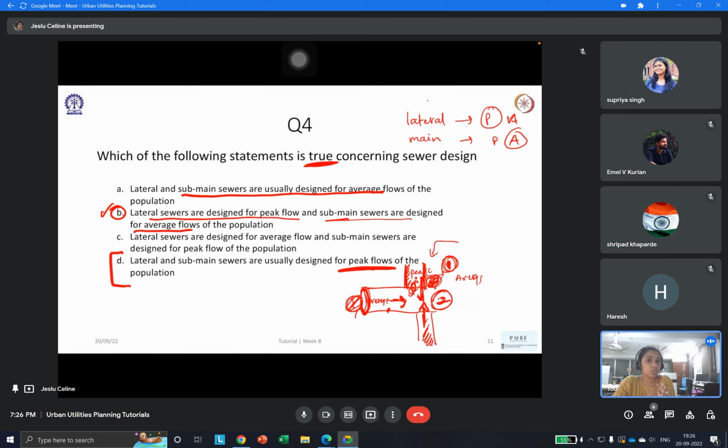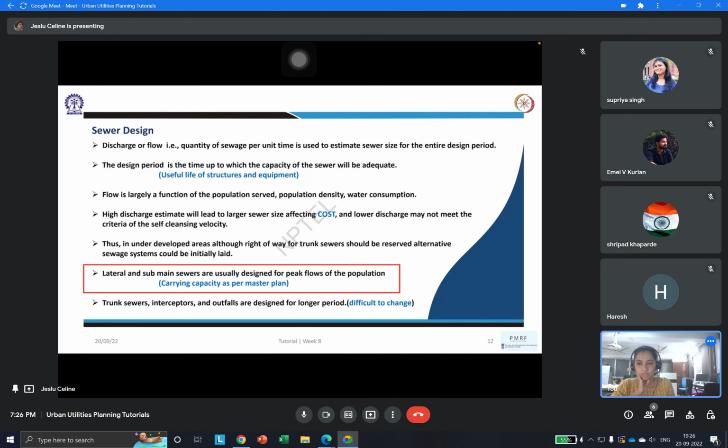so that during peak hours, in these sewer lines, you don't have congestion or stagnation at any point. So we take the peak value and then design. That is what we discussed in our sewer design: laterals and main sewers are usually designed for peak flows of the population. That is basically the carrying capacity as per the master plan, and that is considering the peak flows of the population. Right. So any doubts in this question?